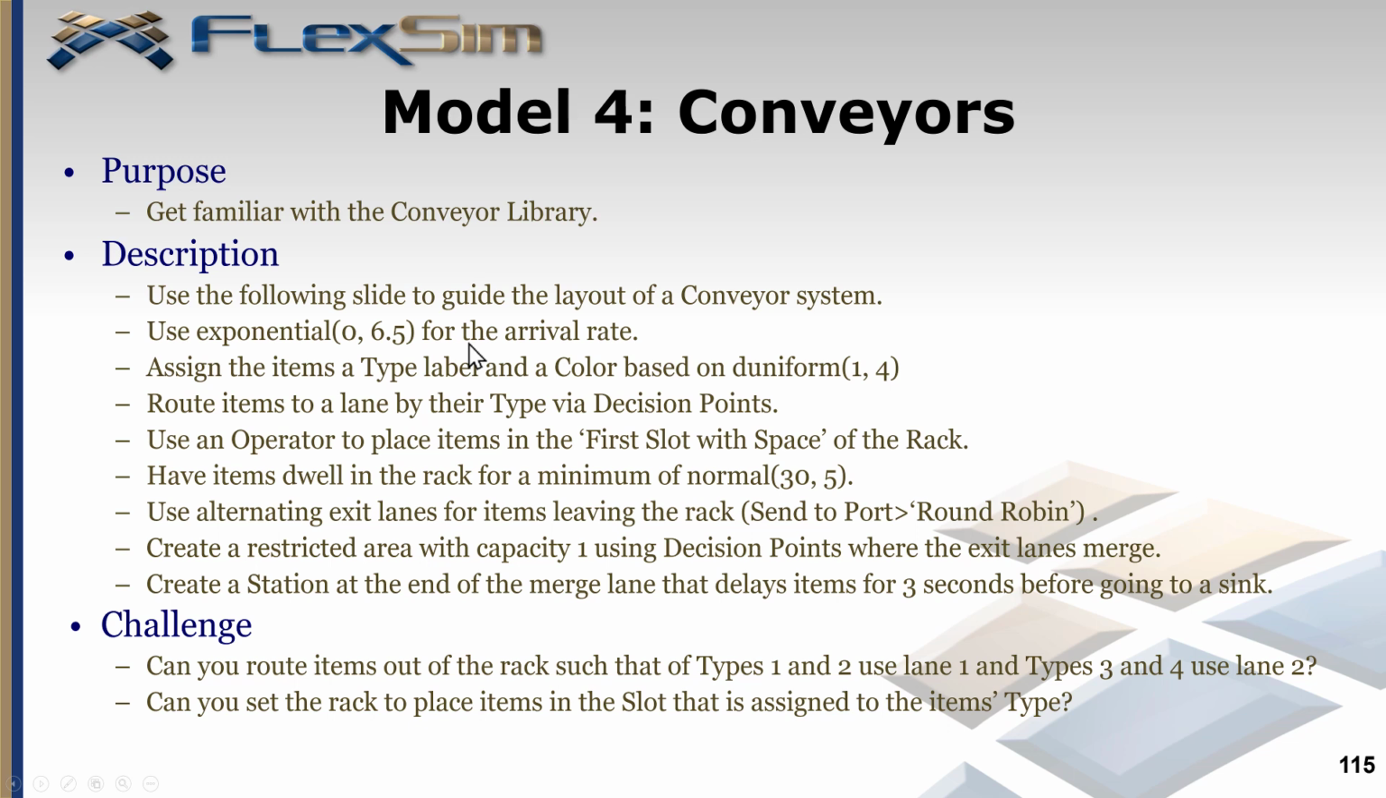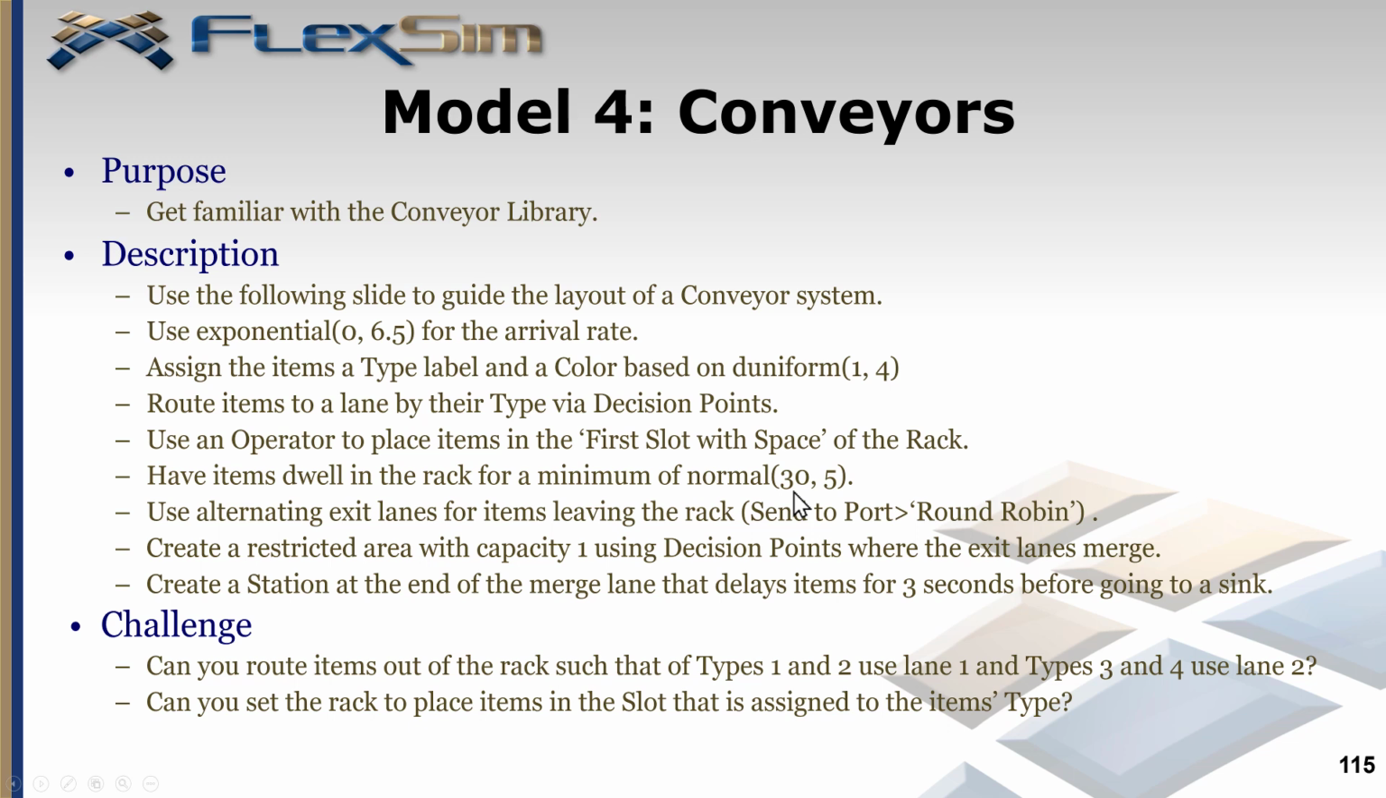Then assign the items a type label and a color based on a uniform 1 to 4. Route the items to a lane by their type via decision points, and use an operator to place items in the first slot with space option of the rack. We'll have the items dwell in the rack for a minimum of normal 30,5.